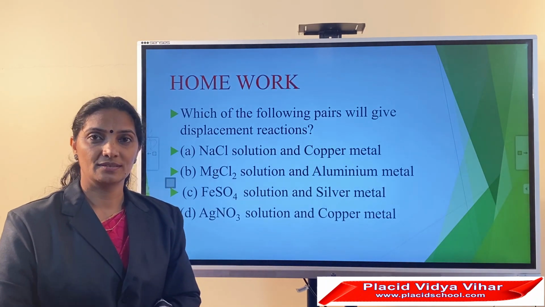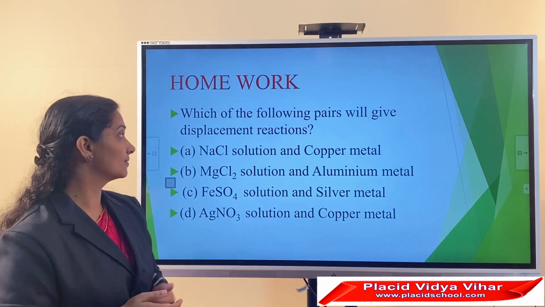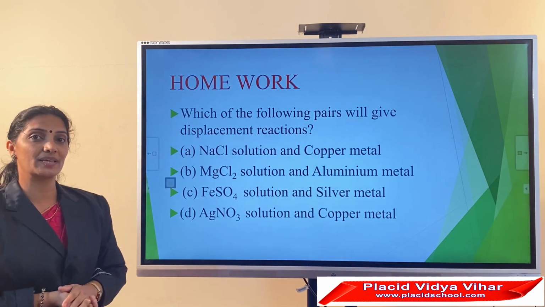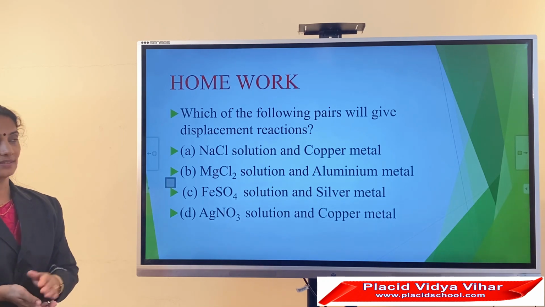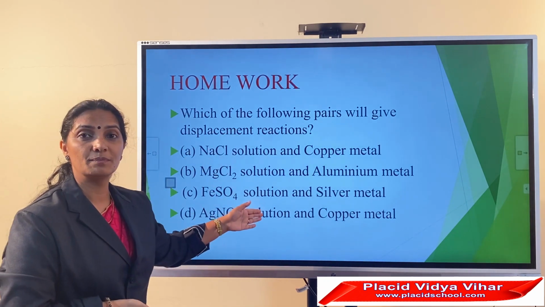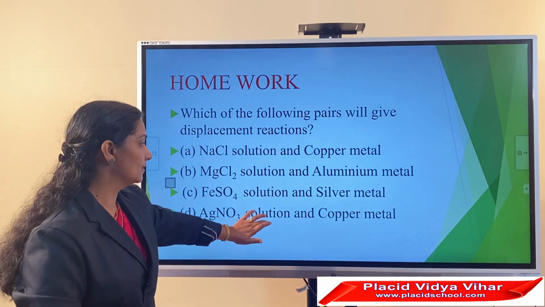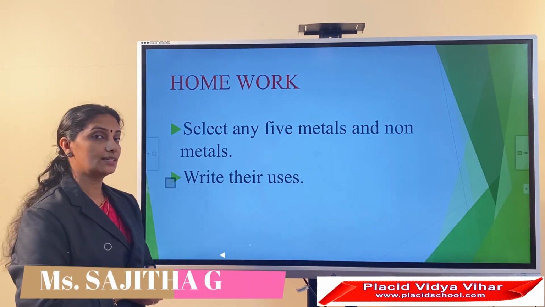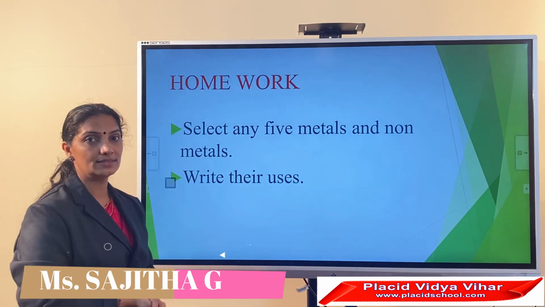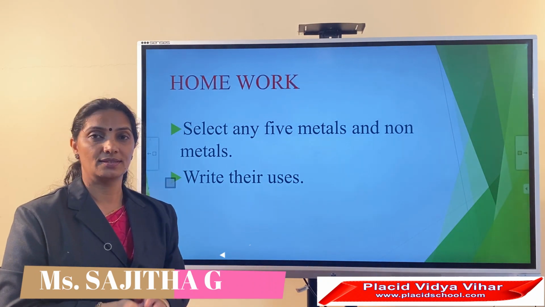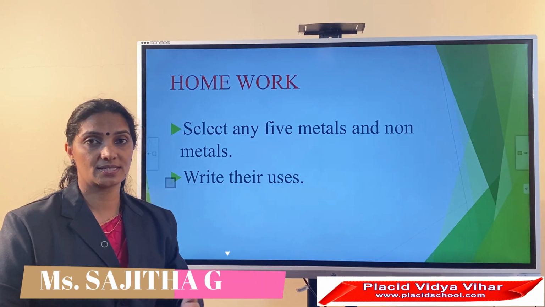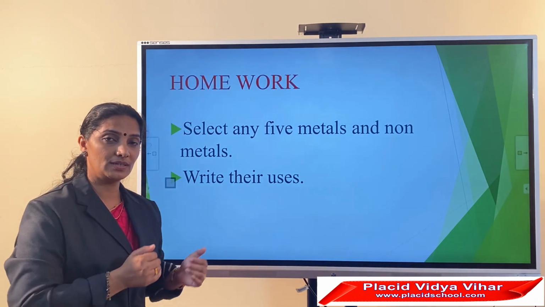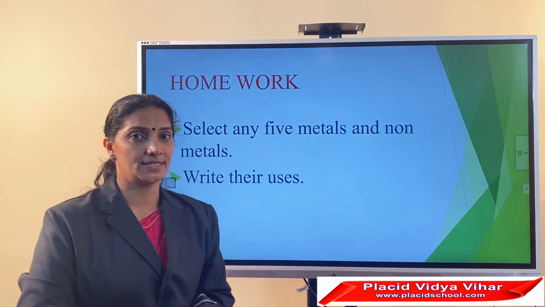Before conclusion, write some questions. Which of the following pairs will give displacement reactions? These are some pairs of chemical compounds. Then select any 5 metals and non-metals. Write their uses. In the first videos, the teacher has discussed many uses of different metals and non-metals. So you can use those videos or you can refer to any other textbooks.